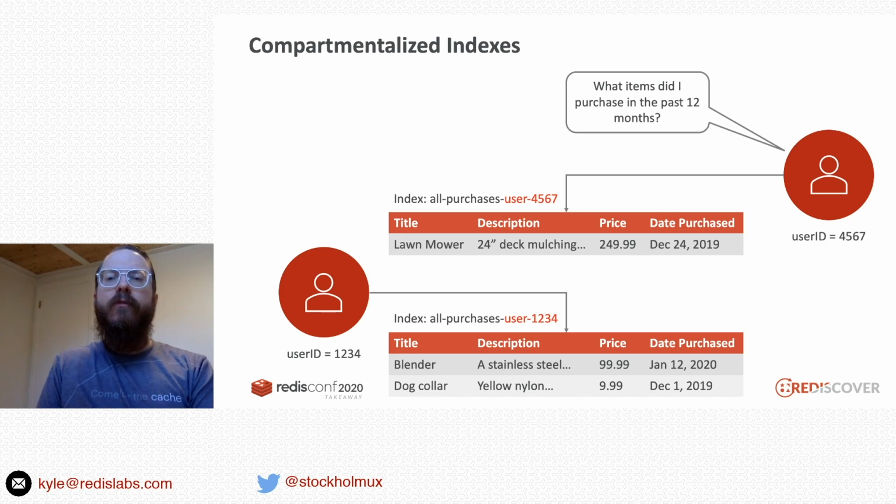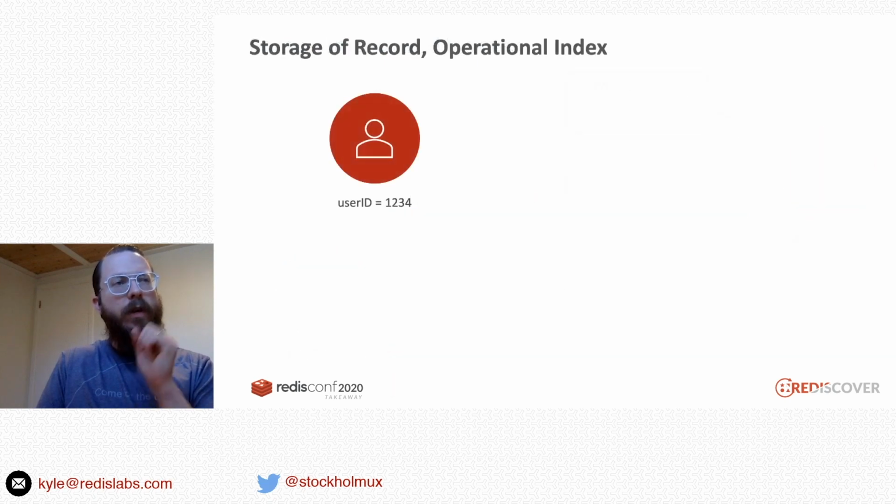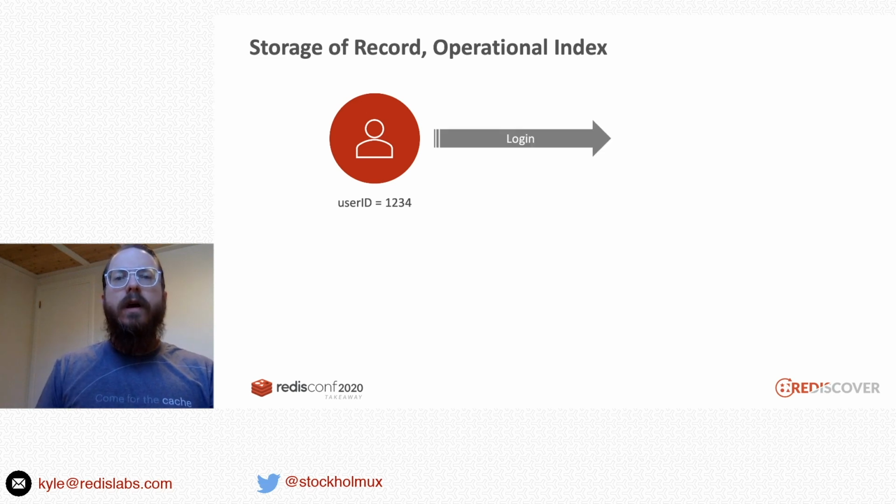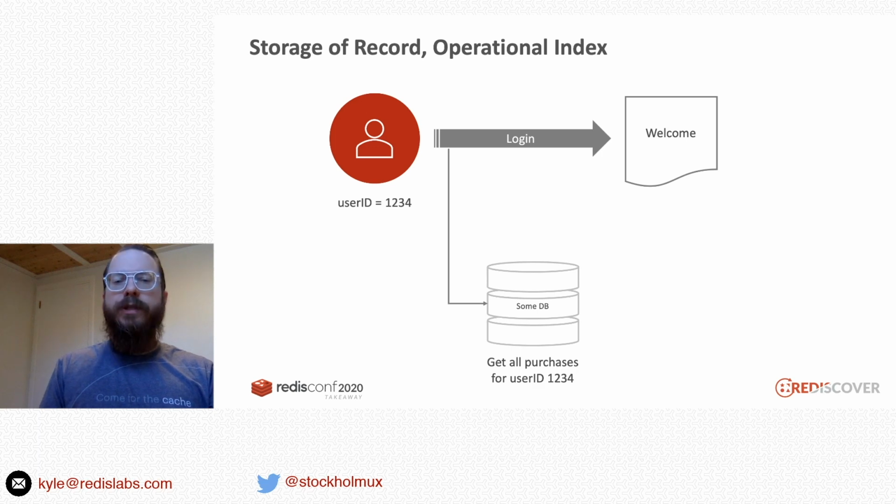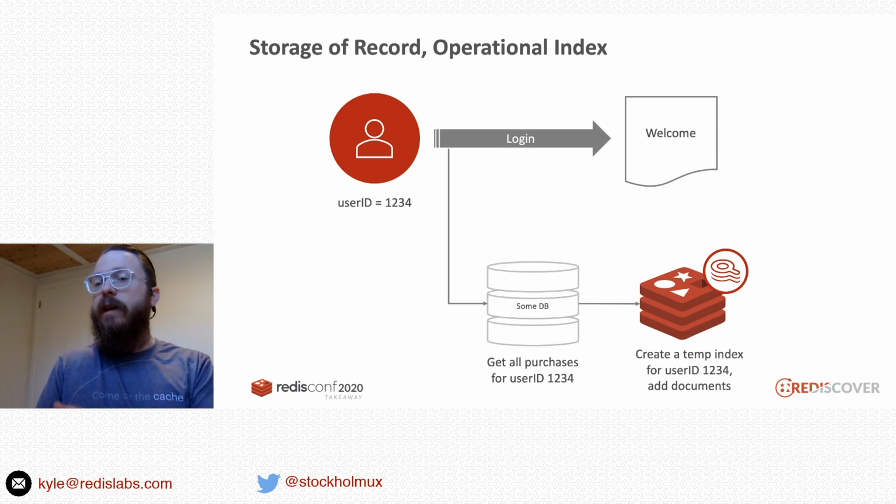So let's think about this in a different way. First thing first, let's think about two different things you can have. You can have a storage of record and then an operational index. And those do two different things. So looking at the life cycle and flow of something that might work this way. We have our user 1234 that we've gotten to know quite well. When that user logs into the service, a couple of things happen. Asynchronously, we get all the purchases that user has ever done from your storage of record. And at that point, you take the storage of record information and then you start indexing it in Redisearch.